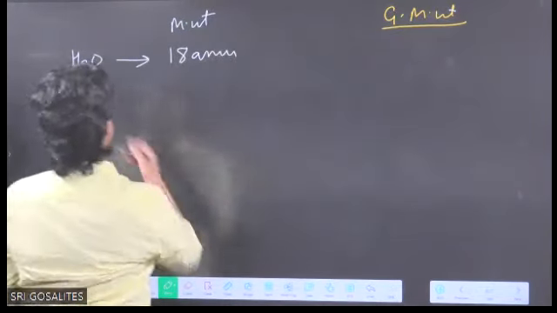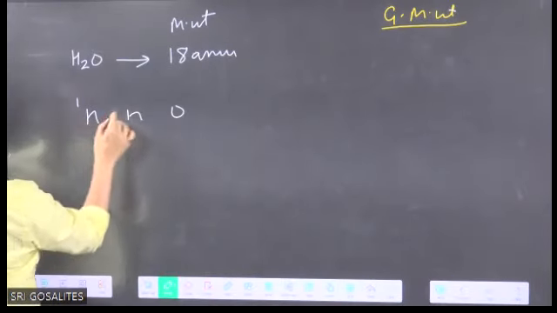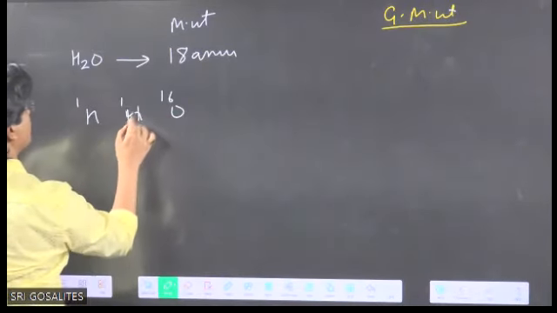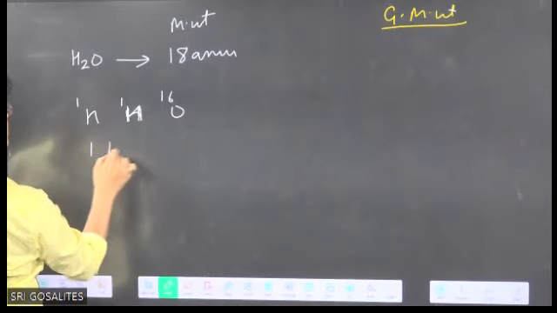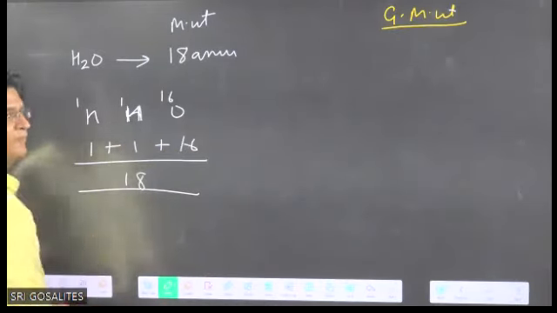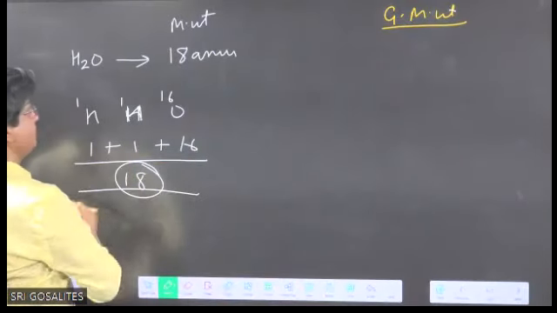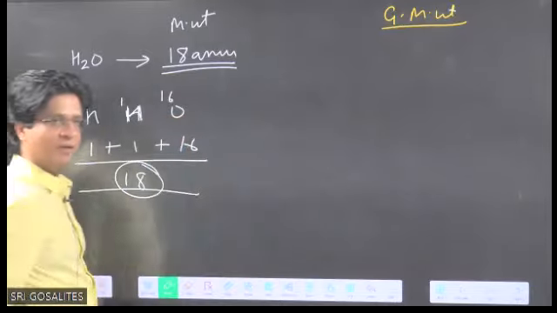Yes or no? So how will you get it? H and O. So H is what? 1. This is 16. So total will be how much? 1 plus 16. Total becomes 18. Yes or no? Is that clear? So it will be 18 AMU.